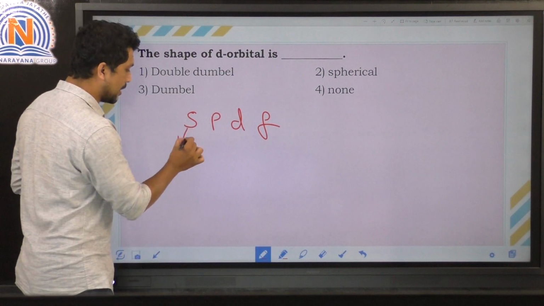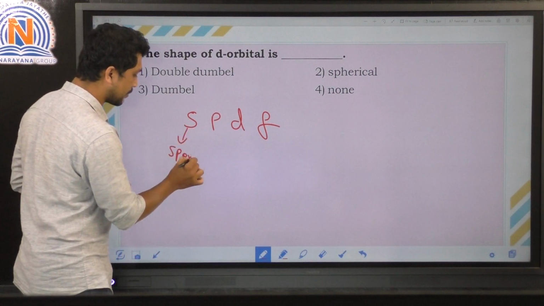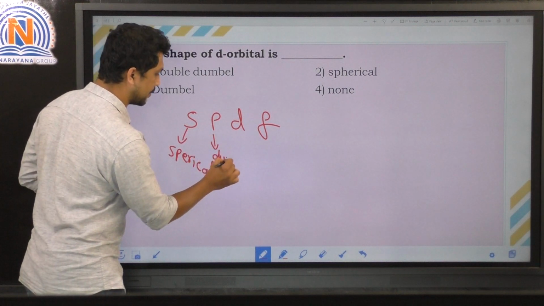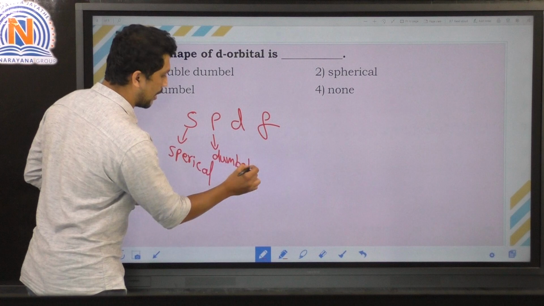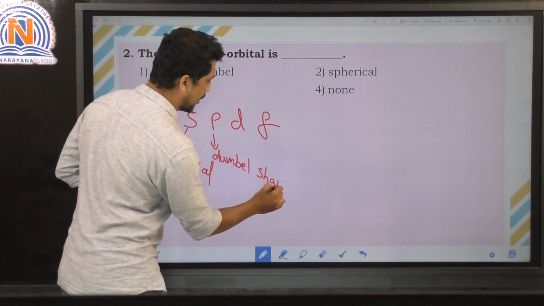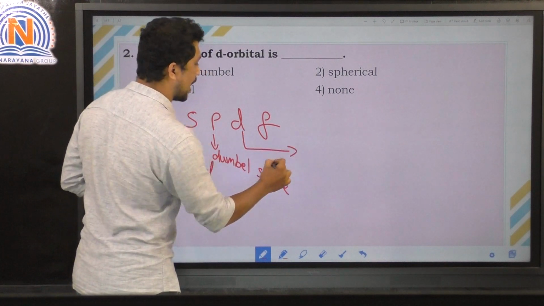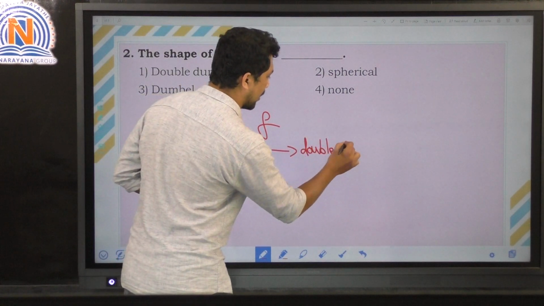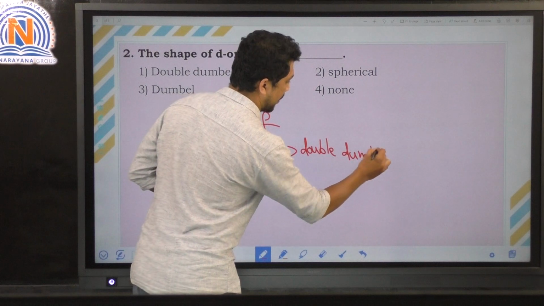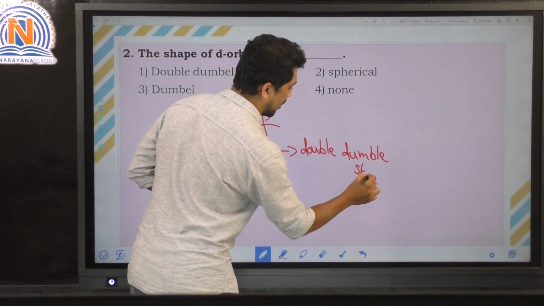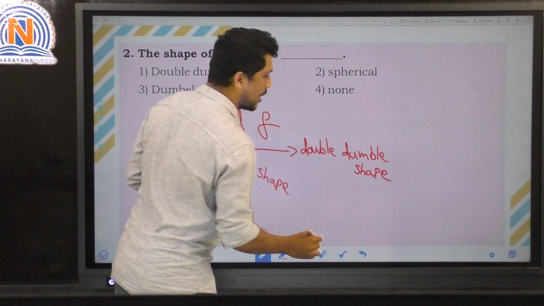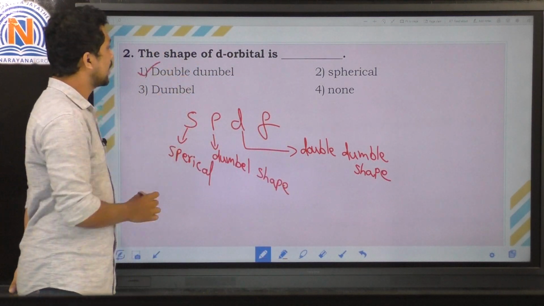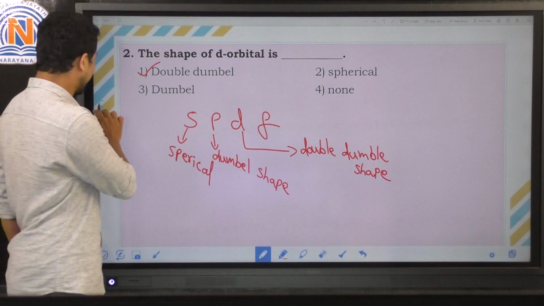So s orbital is spherical and p orbital is dumbbell shape. And d orbital has double dumbbell shape. Double dumbbell shape. So the correct answer is first option. Let's move on to the next question.